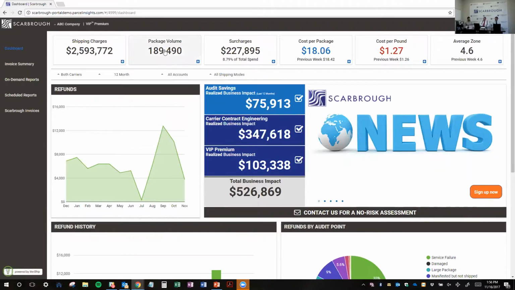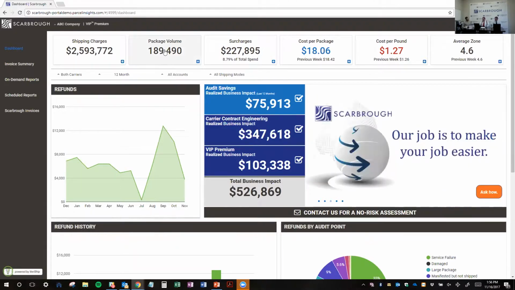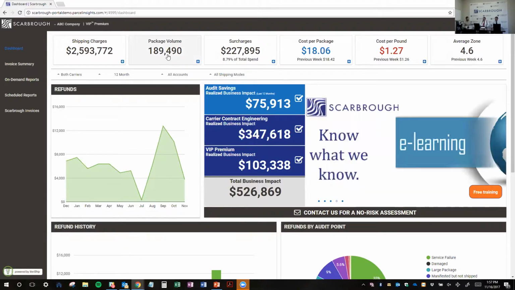What we want to do here is provide an executive roll-up of the health of your parcel network in near real time. And I say near real time because what we're working off of here is the carrier invoice data, which we all know is essentially 1 week behind, right? So we get the invoices as soon as they come out, and they're from last week.